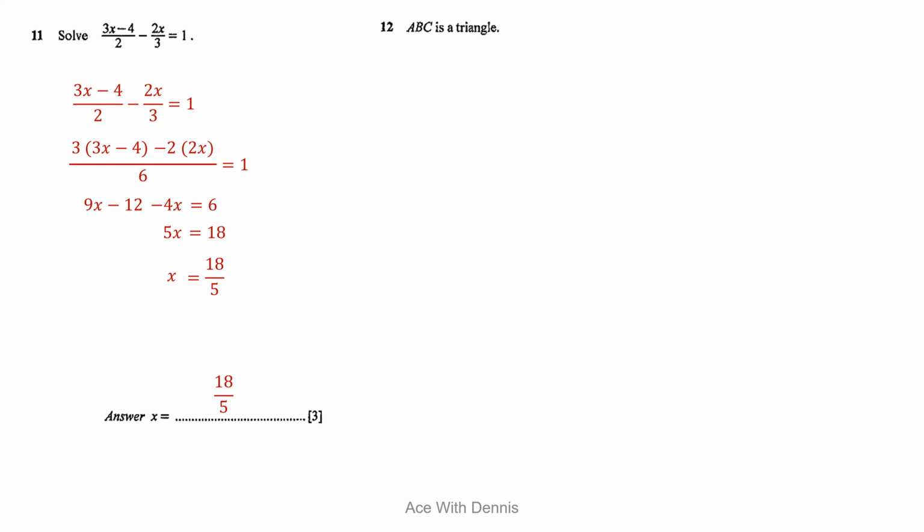Question 12. ABC is a triangle. Vector AB equals (5, negative 1). Vector AC equals (negative 1, 8). Calculate the length of BC. 3 marks. So before we calculate the length of BC, the first thing we need to do is find the vector BC.